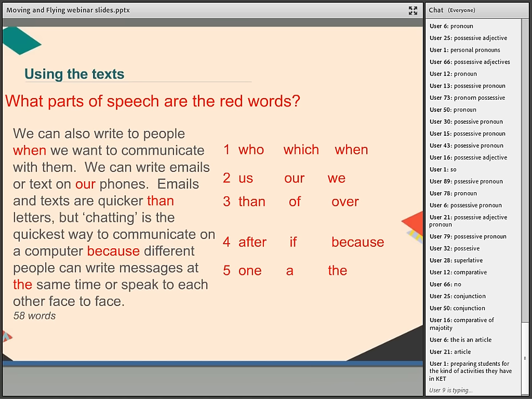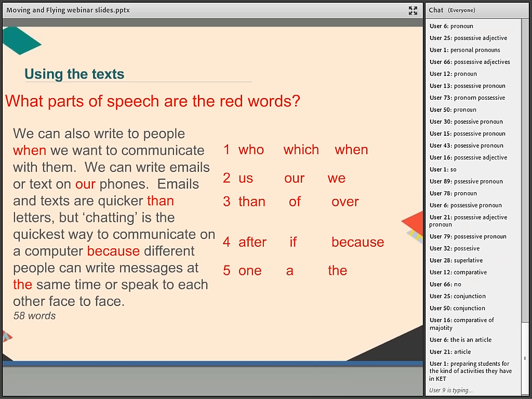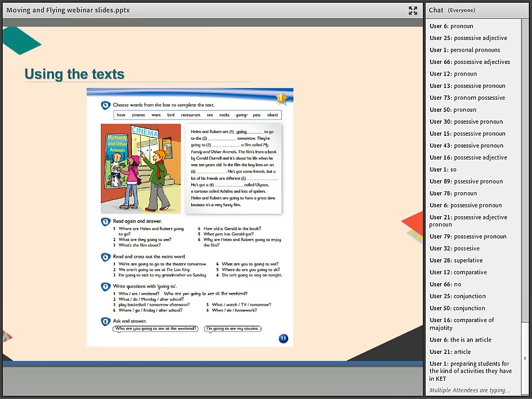Now, at the bottom you can see I've counted the words in this text, and there are 58. So this text is a little shorter than the text that they would find in part 6, which would tend to be around 90 words. Okay, but it's very good practice for the kind of words that are taken out in part 6 and the typical distractors which are used for the options. Okay, so that would be a factual text.